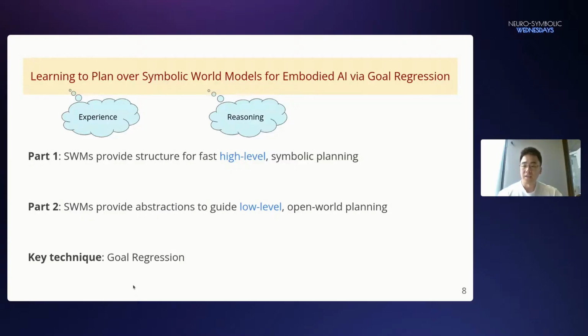This talk will be split into two parts corresponding to the two papers I'll be talking about. The first part will be about symbolic world models and how we can use them to provide structure for fast, high-level symbolic planning. The second part will be about how symbolic world models can provide useful abstractions to guide low-level open world planning, such as in robotics. Key to both of these papers is a very cool neuro-symbolic or symbolic technique called goal regression, which we'll get to soon.